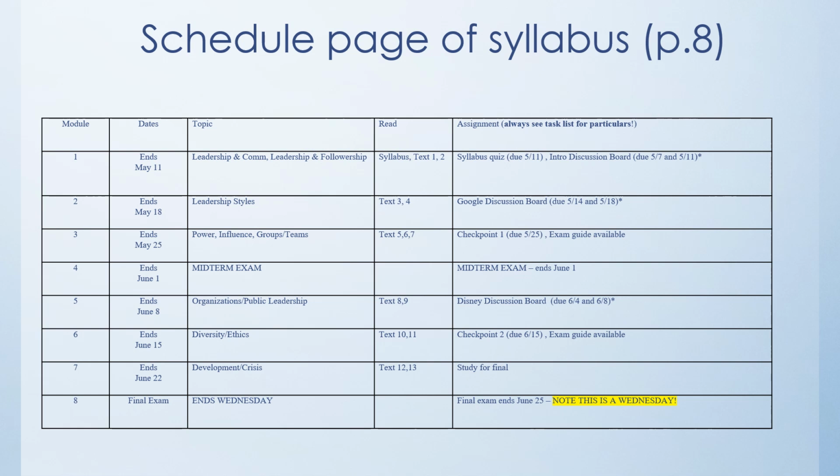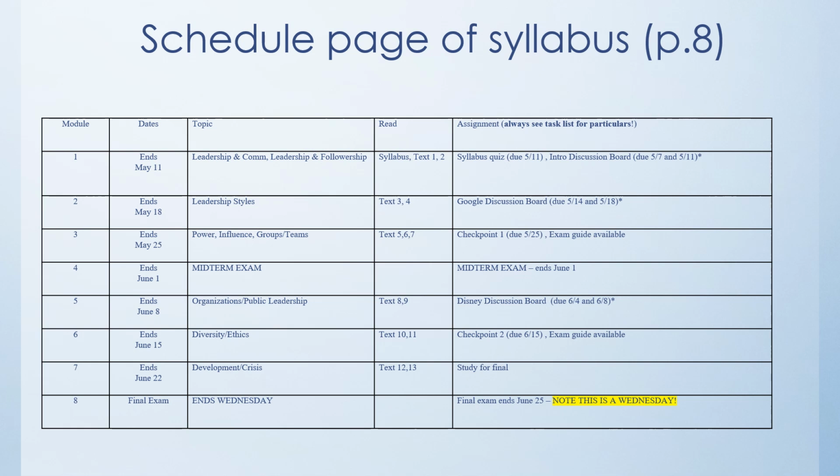Then you'll see in the last column it says assignment, and it says always see task list for particulars. Inside each module there's something called a task list, which gives you detailed instructions on how to complete the week's assignment. So you'll want to open up that task list to see how to do the assignment. But this table is just a brief summary of what's due and when it's due.